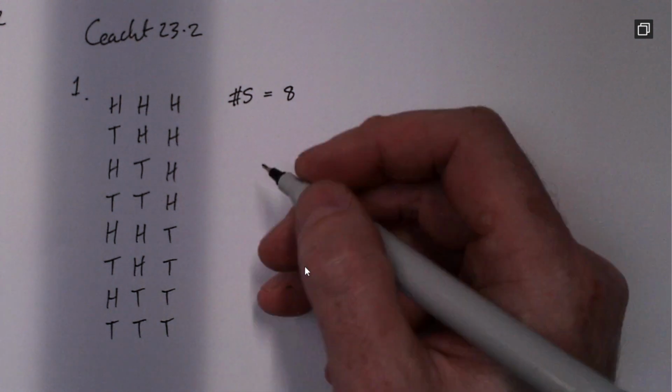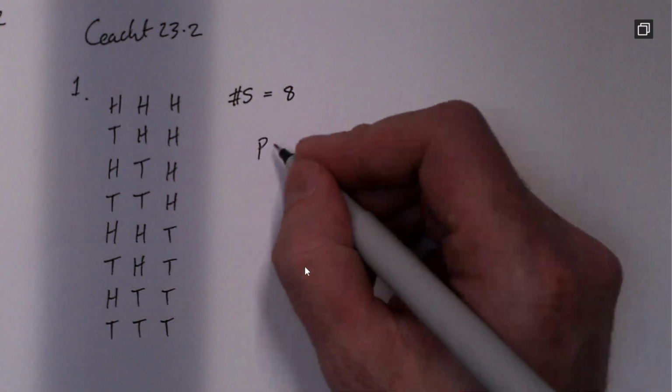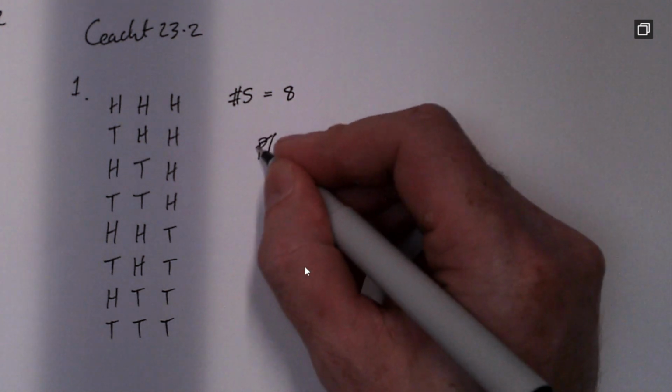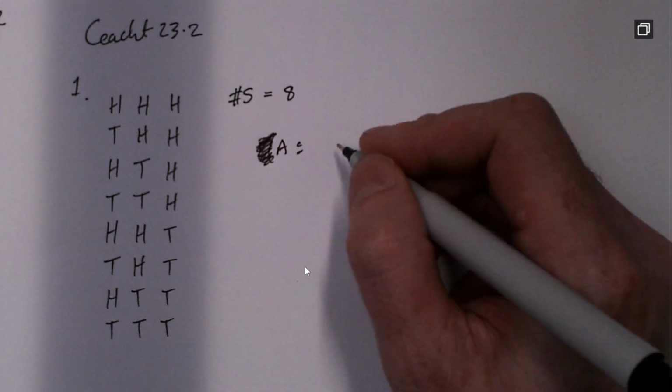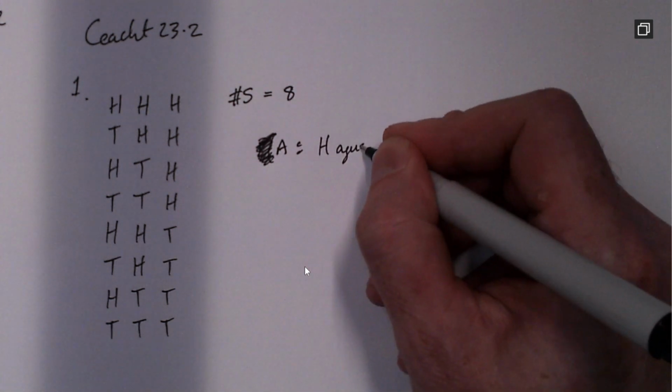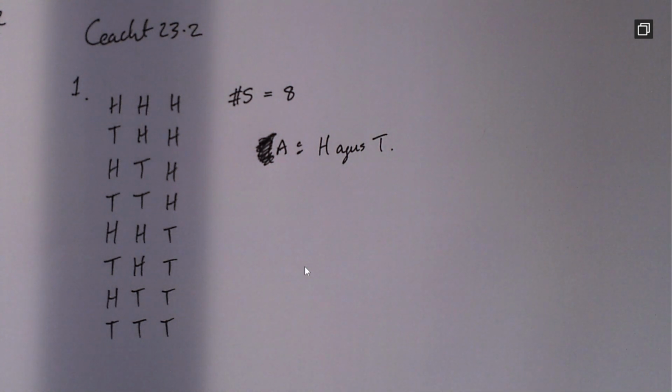So what we want is the probability that A occurs, in which A is that heads and tails appear in any order. So we find the cardinal number of A.